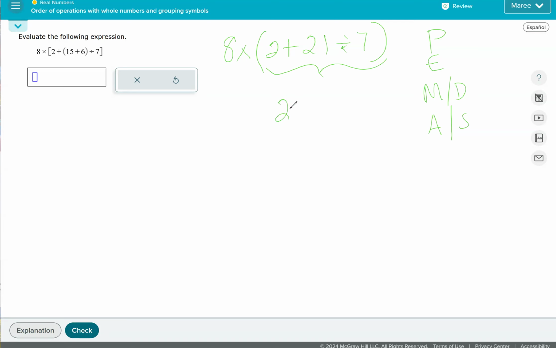So we're going to keep that 2 plus. We're going to do 21 divided by 7, which is 3. Now we know 2 plus 3 is 5, so this changes to a 5, and we take our answer. 8 times 5 is going to be 40. Okay, let's do another one.